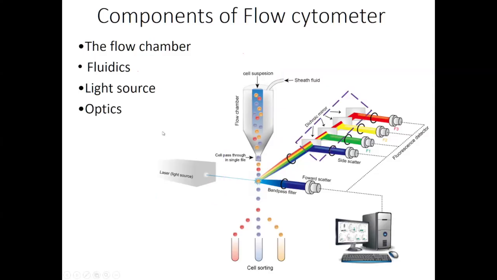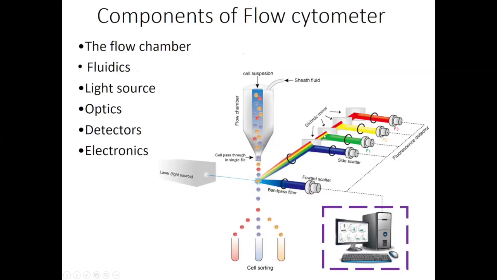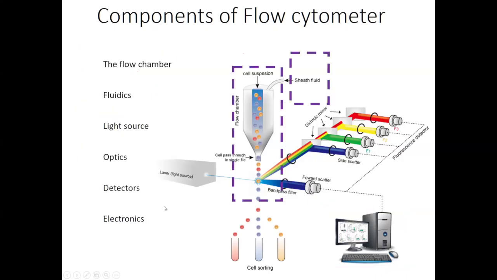So then you have optics. The optics are basically filters. Okay, I'll tell you what that is. Then the filtered light should be captured, and you use detectors for it. And then electronics, where the light which is captured by the detectors will be converted to electrons, photons to electrons, which is done with electronics. And then you have the software to analyze. So let's start with these two, flow chamber and fluidics.